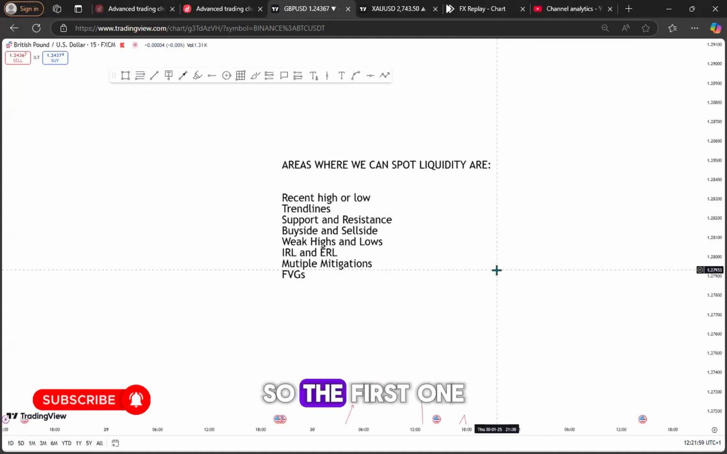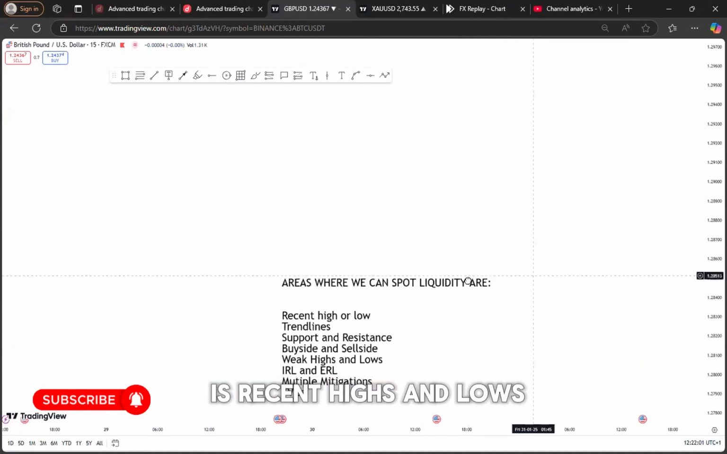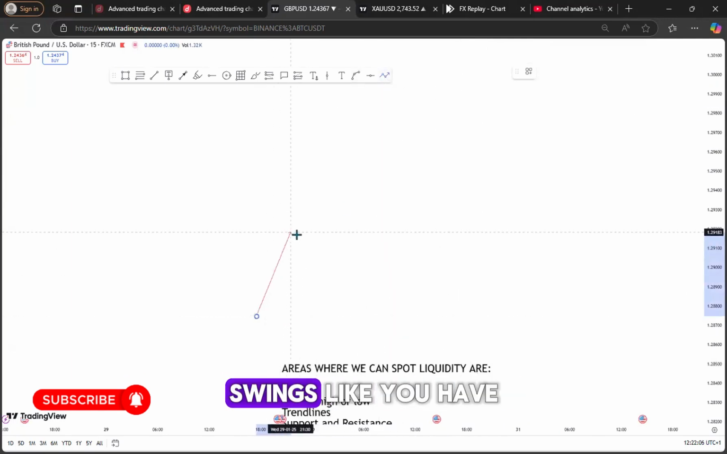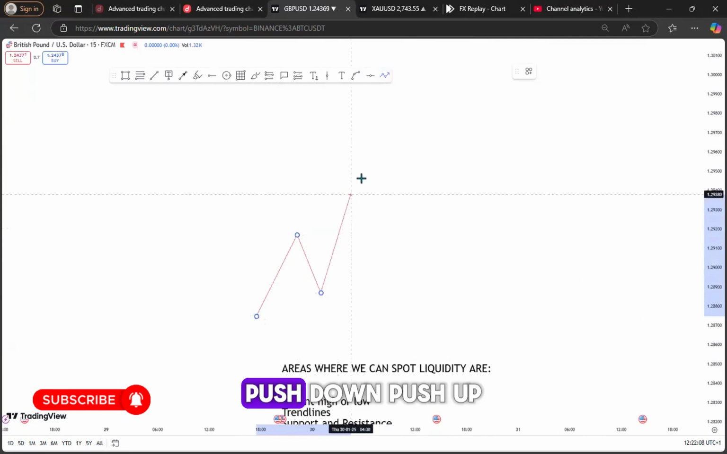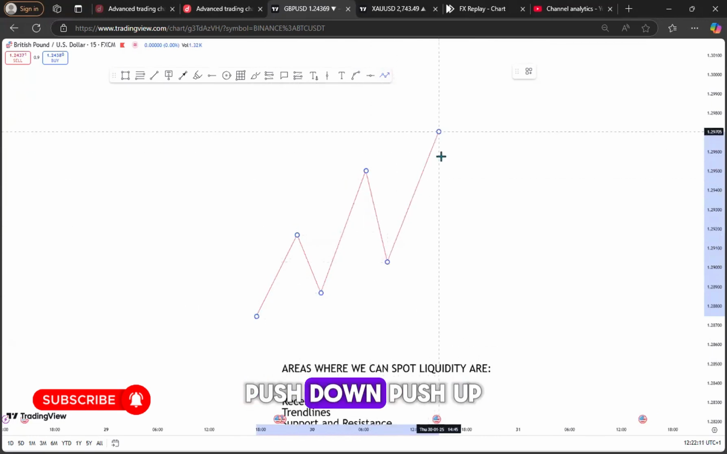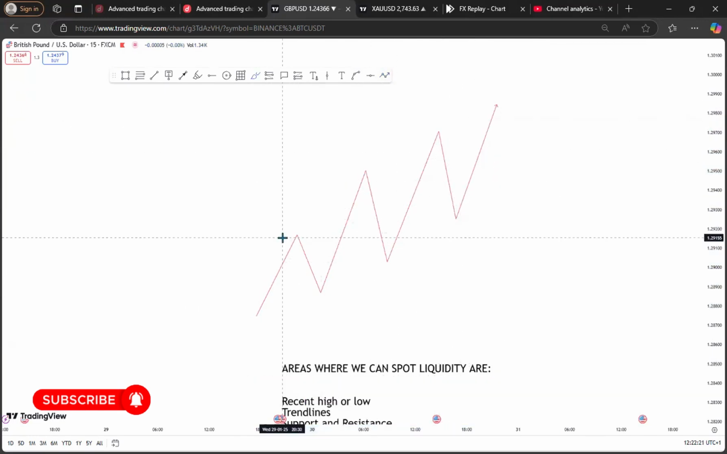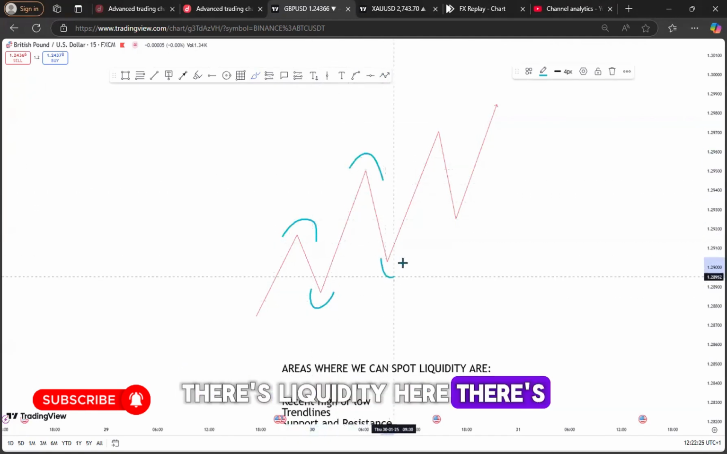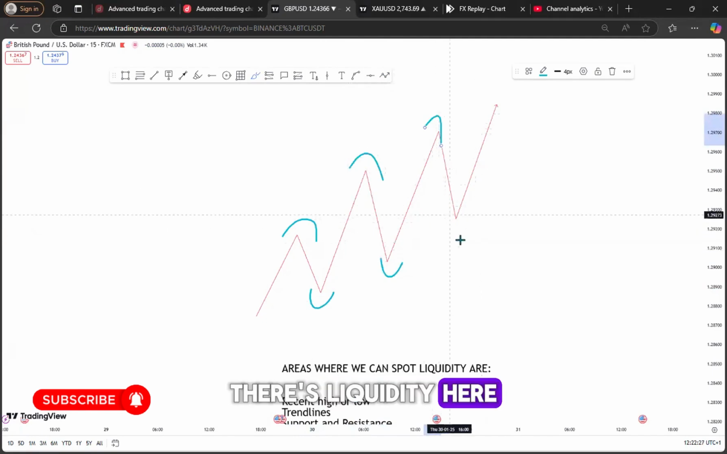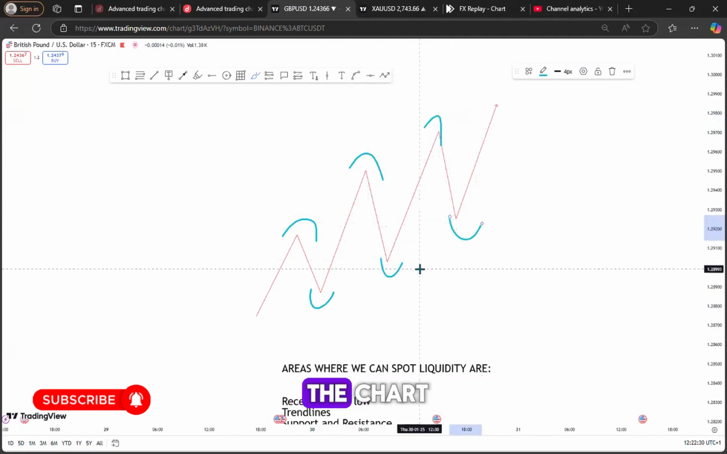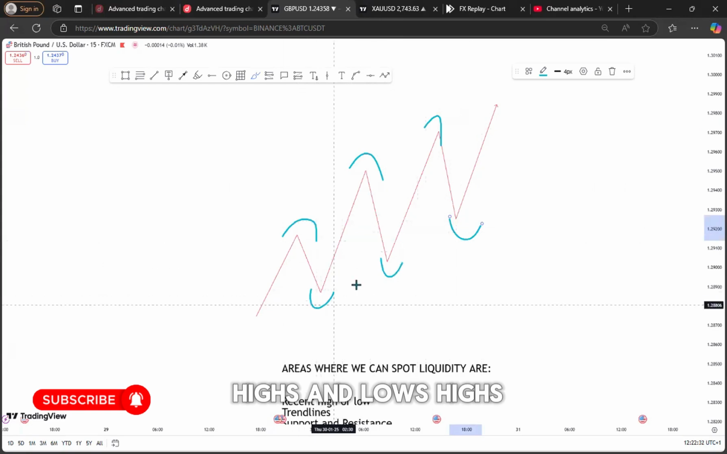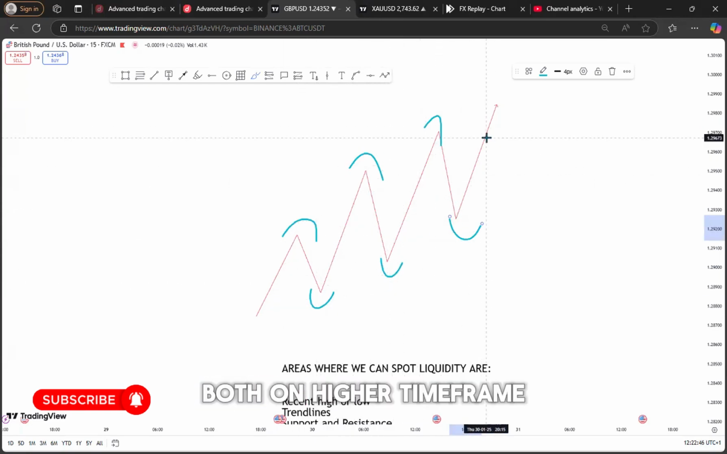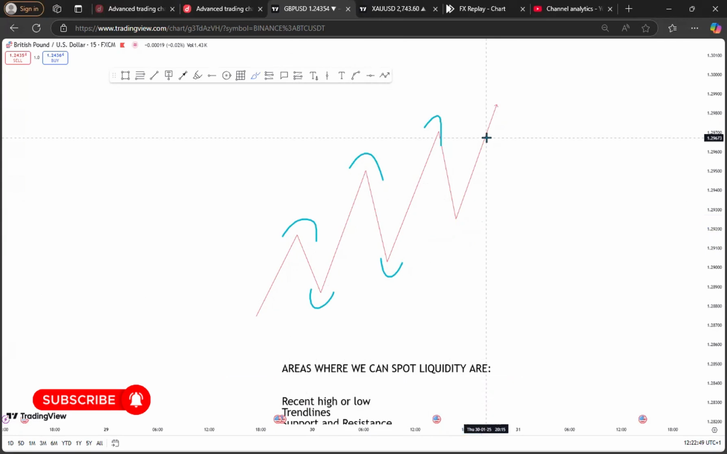So the first one is recent highs and lows. Recent highs and lows are those swings, like we had a push up, push down, push up, push down, push up, push down, like this. There's liquidity here, here, here, and here on the chart. So these are recent highs and lows, both on higher time frame and lower time frame.